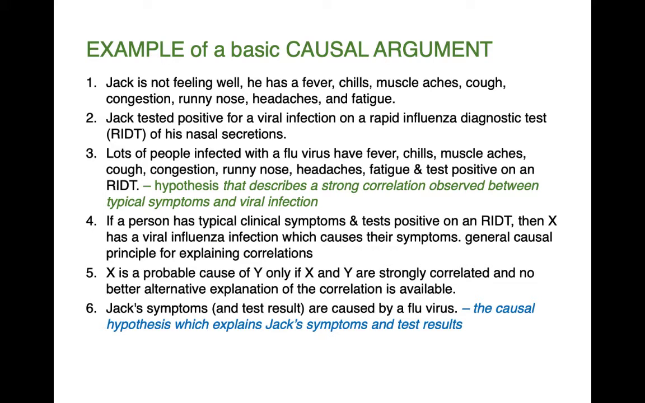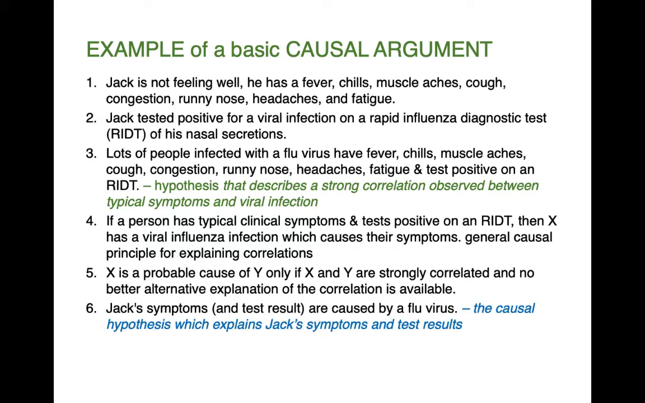caused disease. Number 4, if a person has typical clinical symptoms and tests positive on an RIDT, then X has a viral influenza infection, which is causing their symptoms. This is going to be our general causal principle for explaining correlations. X is a probable cause of Y only if X and Y are strongly correlated and no better alternative explanation of the correlation is available.